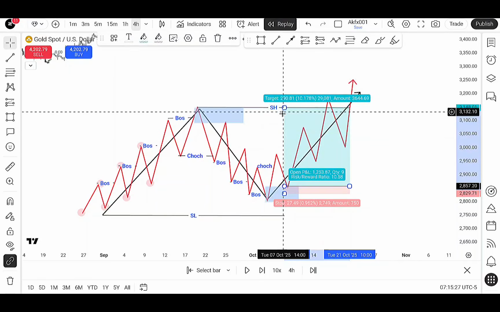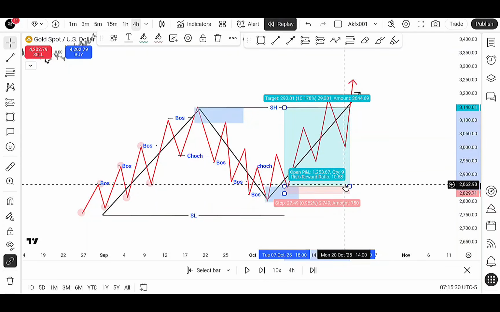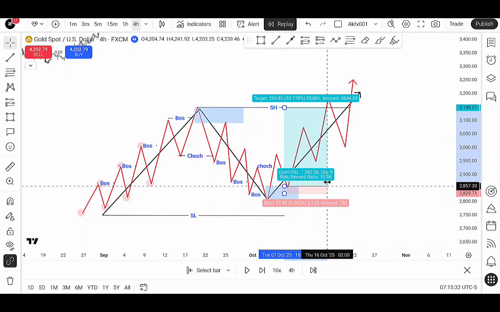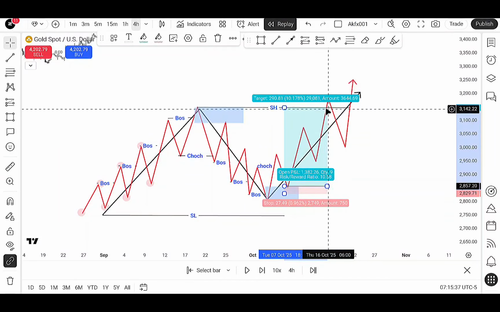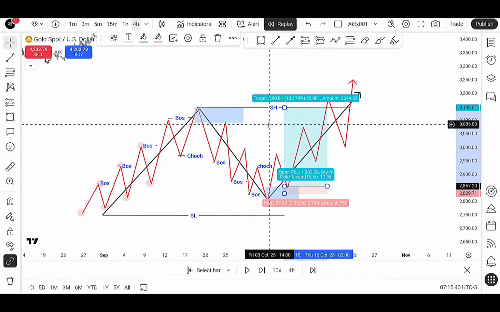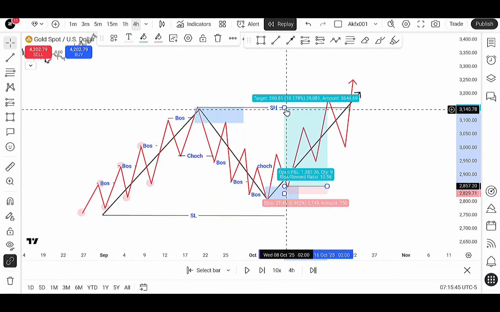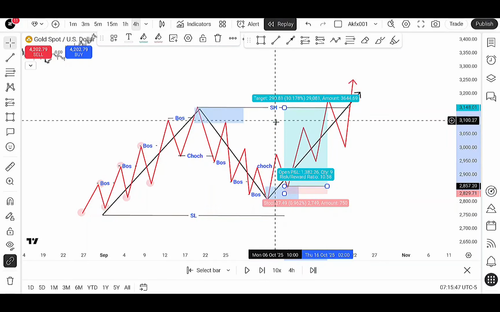Your target is the 4 hours time frame highs. Now with all these inputs in place, you'll be able to get a high risk to reward ratio trade. You understand? I believe I have been able to give justice to this, and everything we have learned here, we are going to apply it to the chart, and then we see how it works.